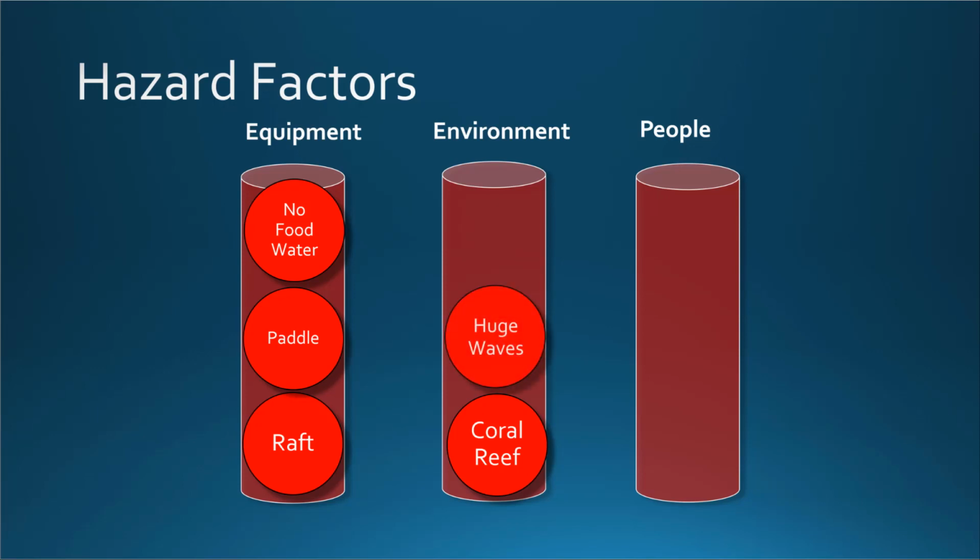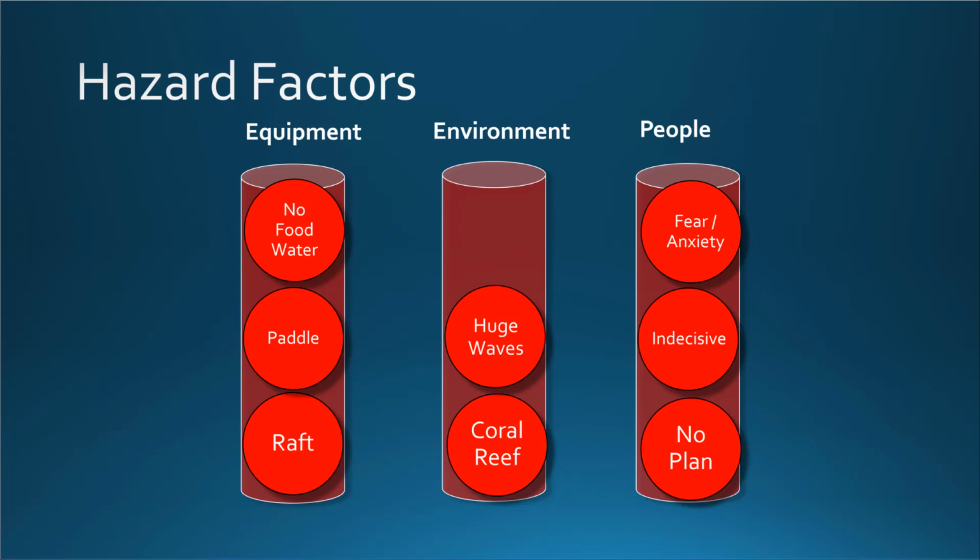And amongst other things, in terms of the people hazards, he didn't really have a plan. He was indecisive at times. And there was a lot of fear and anxiety. And there were lots of other human factor hazards as well. This starts to give you a picture of how accidents happen.